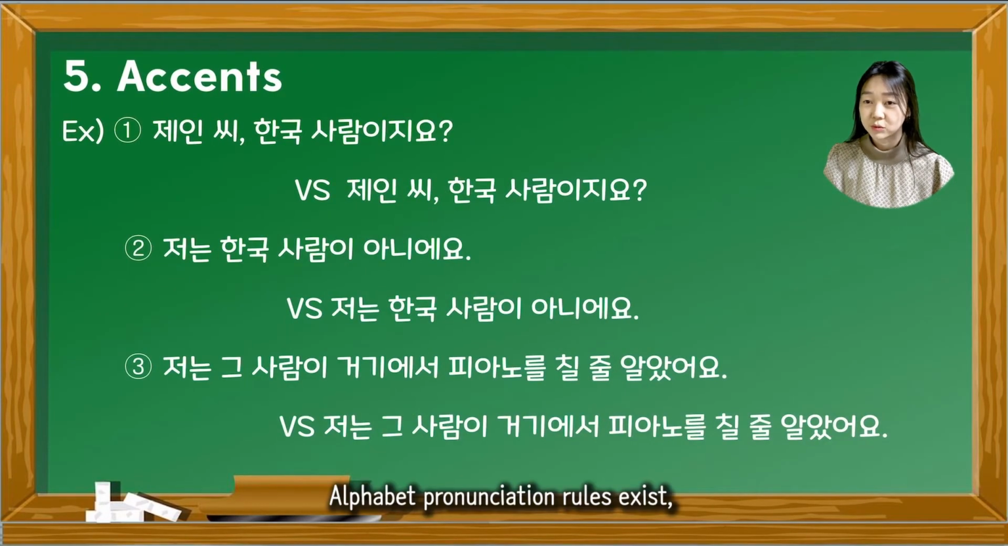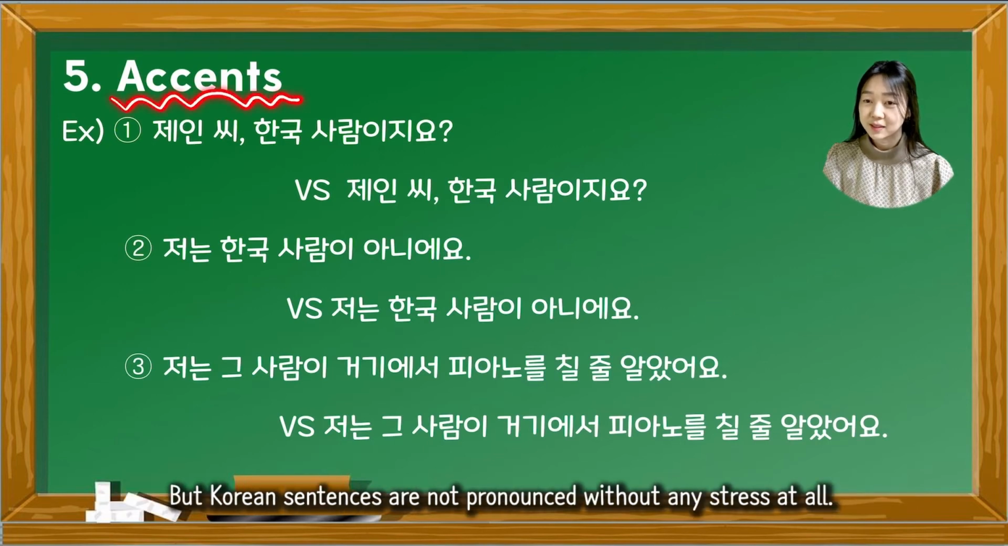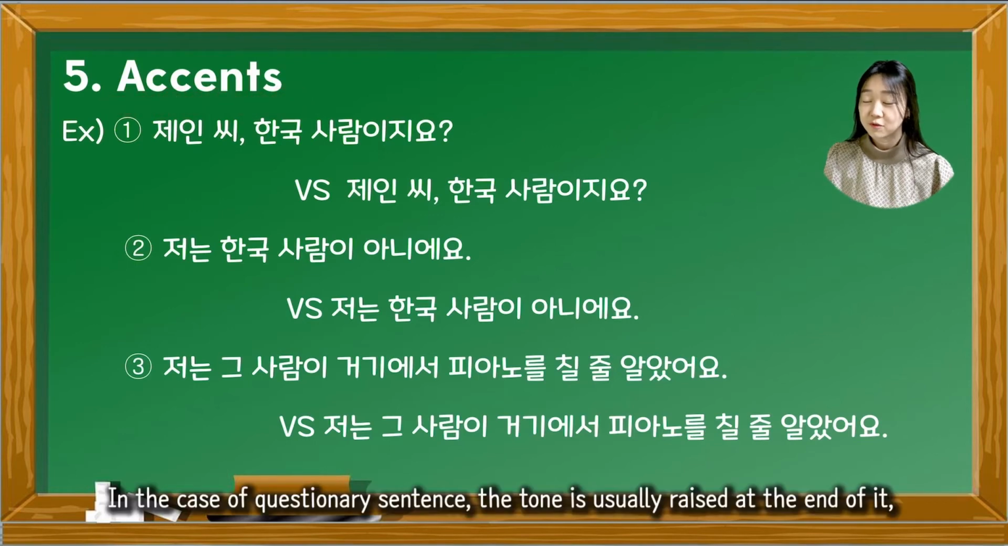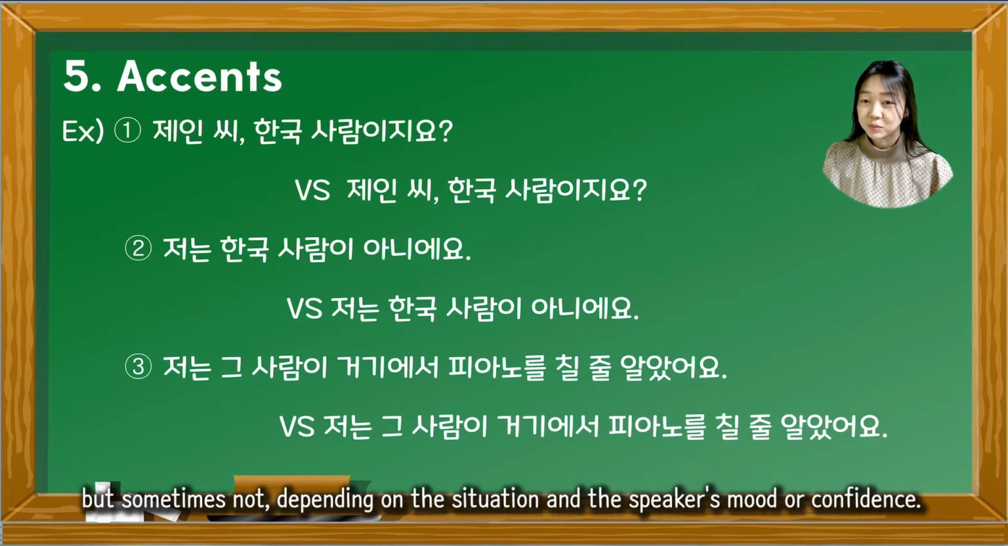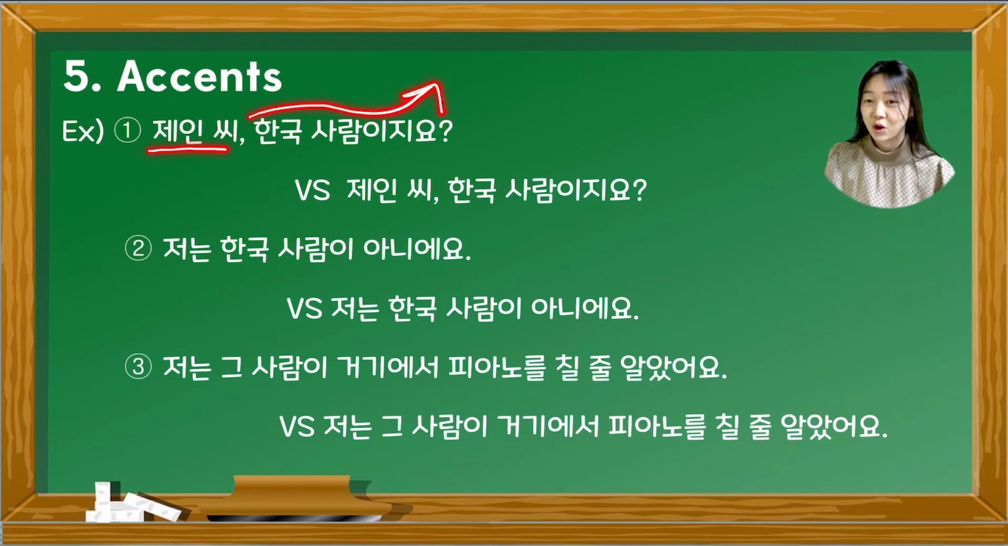Alphabet pronunciation rules exist, but Korean language educators do not teach the sentence accent separately. But Korean sentences are not pronounced without any stress at all. In the case of a questionary sentence, the tone is usually raised at the end of it, but sometimes not, depending on the situation and the speaker's mood or confidence. Here is one example. 제인 씨, 한국 사람이지요? And 제인 씨, 한국 사람이죠.